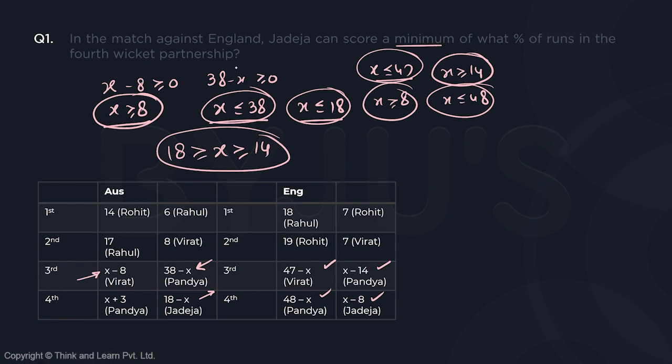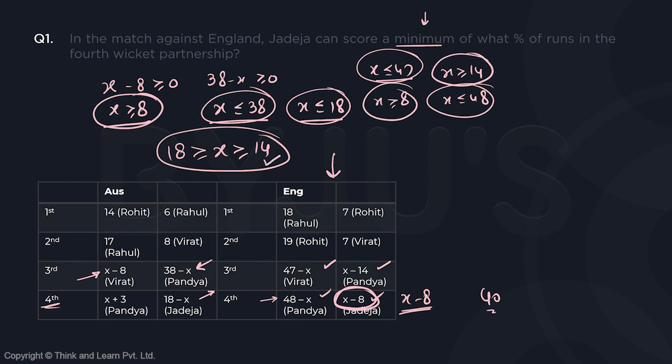Question is asking, in the match against England, Jadeja can score a minimum of what percentage of runs in the fourth partnership? So in the fourth partnership, Jadeja has scored X minus 8 runs. And the fourth partnership is of 40 runs, right? 48 minus X plus X minus 8, that is 40. Out of this 40, Jadeja has made X minus 8. I want to minimize it.